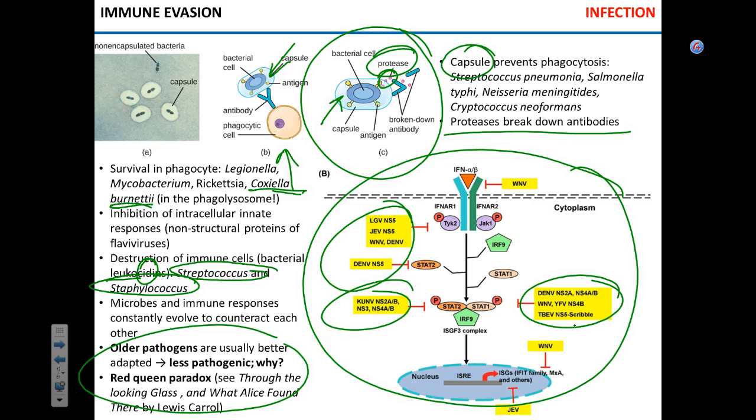Before we move on to the last statement, this take-home message. Again, no examples, but mechanisms. So, if I give you a description of the mechanism for immune evasion: capsule, what it does, prevents phagocytosis. Proteases, what they do, destroy antibodies. Leukocidins, what they do, kill white blood cells. Okay? Does that make sense?